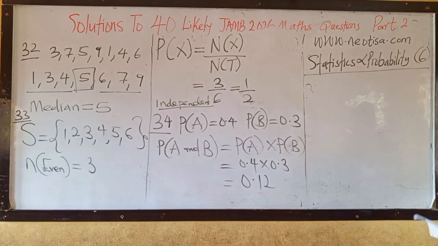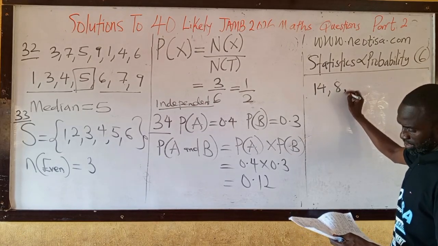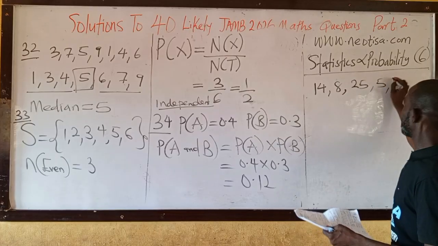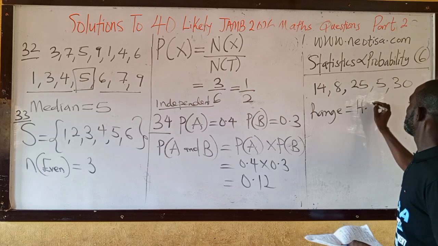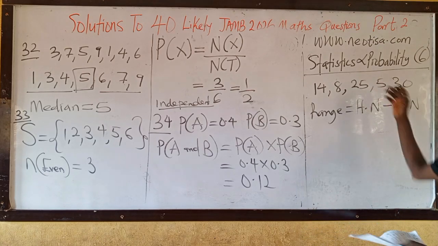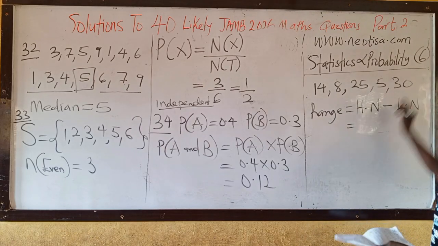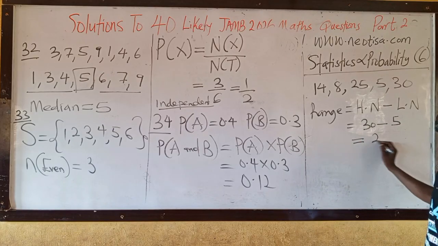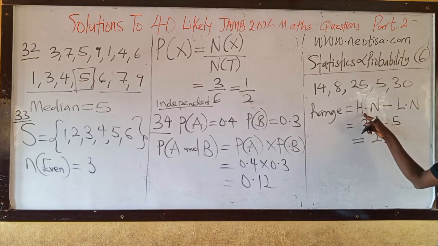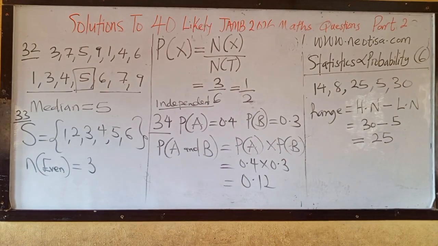Question 35. Find the range of 14, 8, 25, 5, and 30. What is the formula for range? Range is the highest number minus the lowest number. What's the highest number here? That is 30. And what's the lowest number? That is 5. So the range is 25. Range is highest number minus lowest number. That is that one.